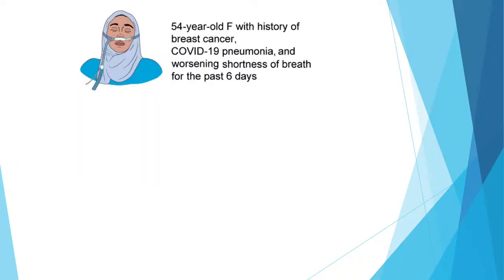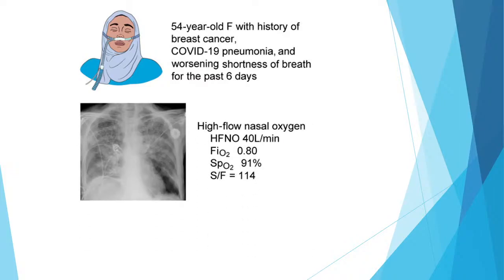Second case, a 54-year-old female with a history of breast cancer, COVID-19 pneumonia and worsening shortness of breath for the past 6 days. This is a chest X-ray picture. She was on high flow nasal oxygen with 40 liters per minute. You are providing an FiO2 of 80% to maintain an SpO2 of 91. That shows an SF ratio of 114. Vivek, what category of ARDS will this come under?